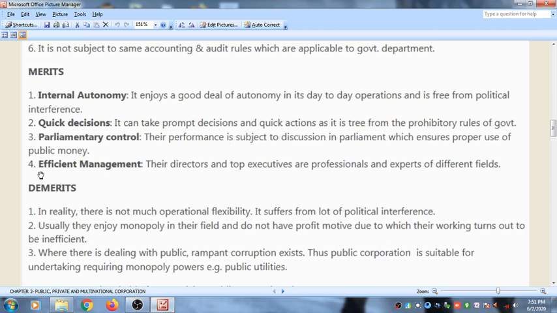The last is effective management. Their directors and top executives are professionals and experts of different fields. I have already explained to you that the civil servants or the IAS officers are not the employees of this corporation. So the directors and the top executives are professionals and they are expert in running the organization.